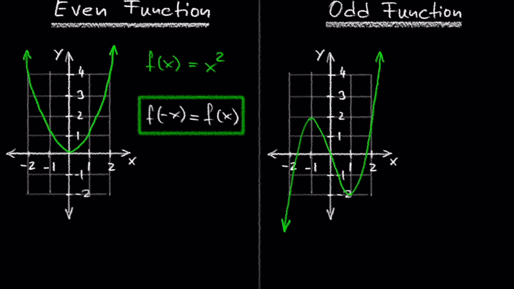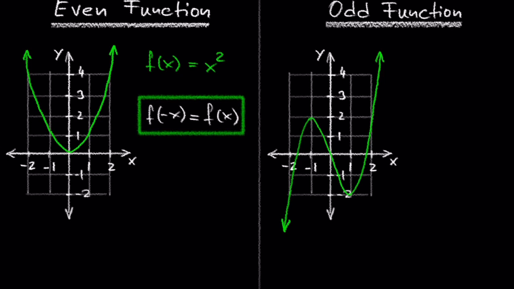For example, when we plug in a 1, we get a 1 as an output. And when we plug in a negative 1, we also get a 1 as an output. Or when we plug in, for example, a 2, we get a 4 as an output, and when we plug in a negative 2, we also get a 4 as an output. Let's prove algebraically that this function is even.